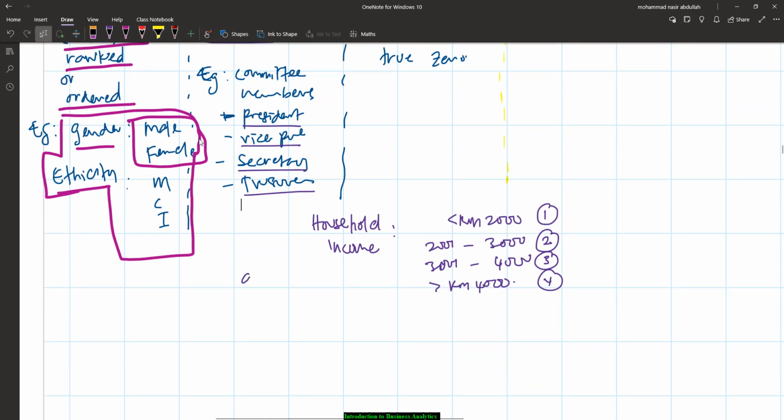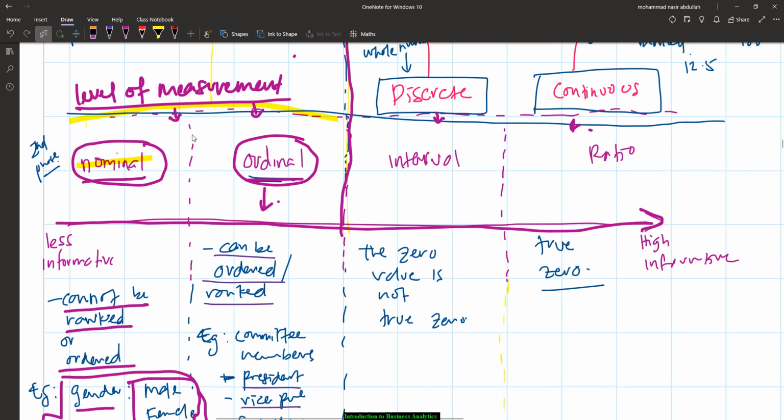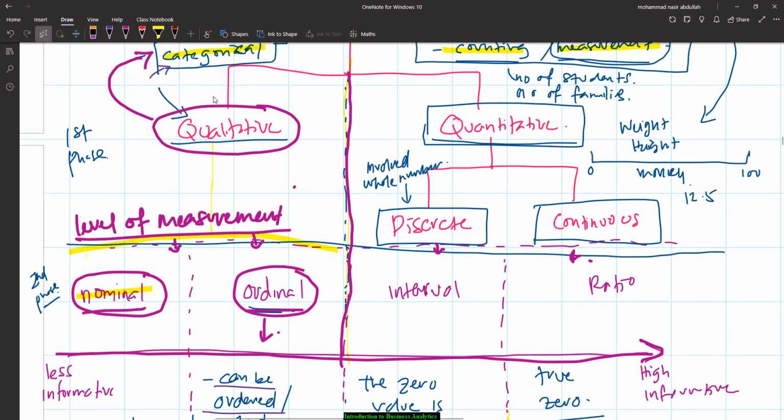Grading sama jugalah. Grading A plus, A minus, B plus, B minus. It should be in order lah. You cannot say C first, A plus, B minus. Tak boleh, macam tak betul lah. Right? It should be in order. When a categorical variable can be ordered, it lies under ordinal scale. Boleh? Okay. Now, let's look at the second part.